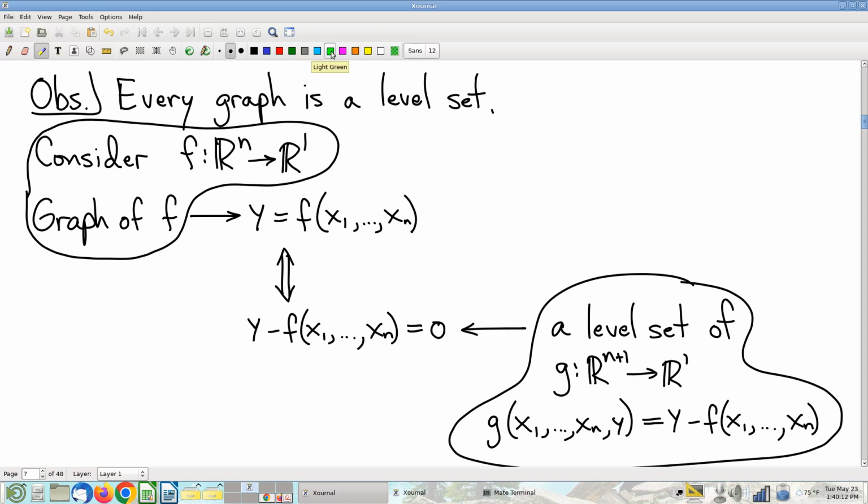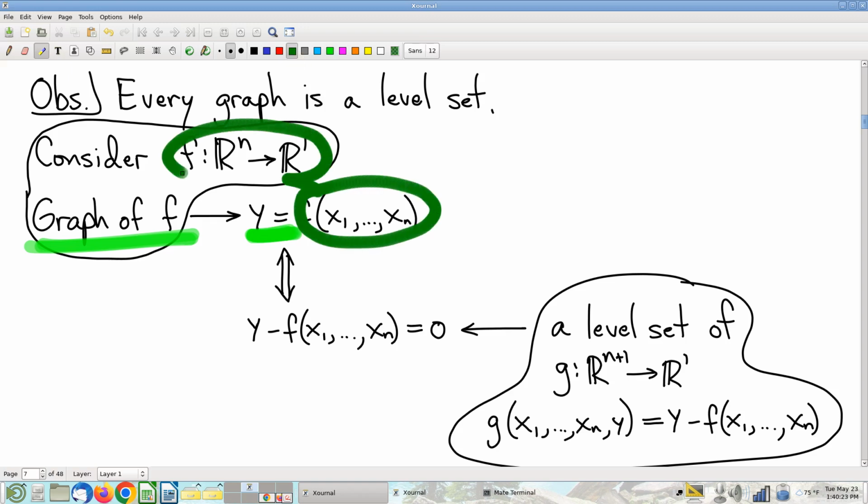I claim that this is the graph. You can see it's a graph right there because one of the variables is solved for. It's the graph of this function, which you see has n inputs and 1 output. So this is our starting point, starting with a graph. I claim that this graph is a level set.